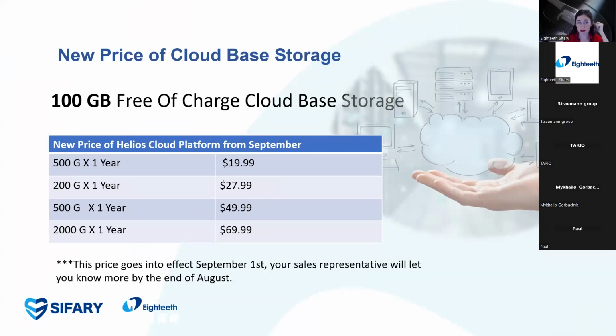So if a doctor would like to have more storage, 500 gigabytes for 1 year is 19.99. 200 gigabytes is 27.99. 5,000 gigabytes is 49.99, and the other rate is 96.99. I'm sorry for that. So it's going to be effective from September. Okay.